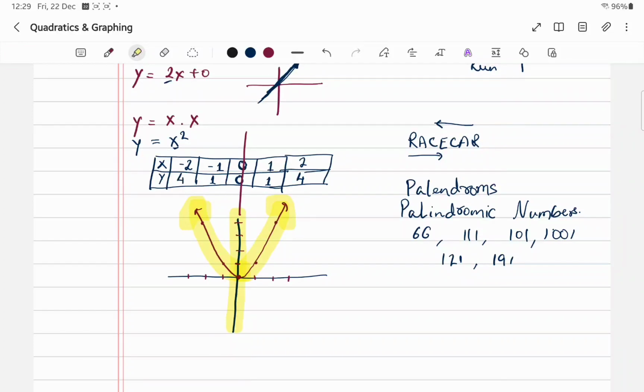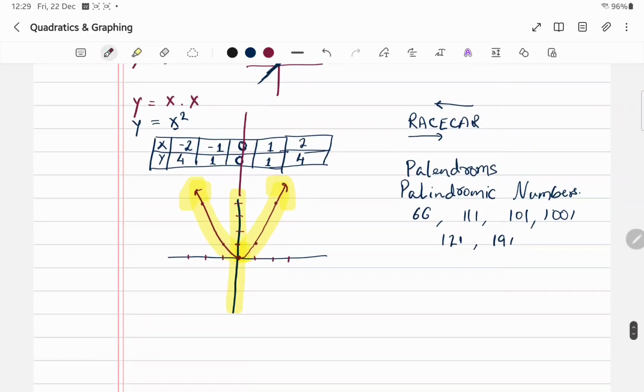So a parabola is a symmetrical shape. It is not a straight line, it's a curve, and it curves up or curves down. Now, what does that mean, curve up and curve down? All right, so let's see.